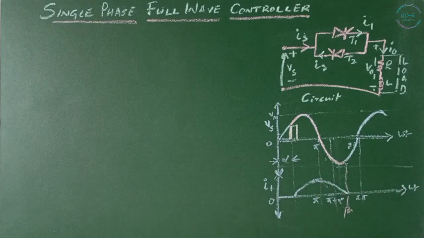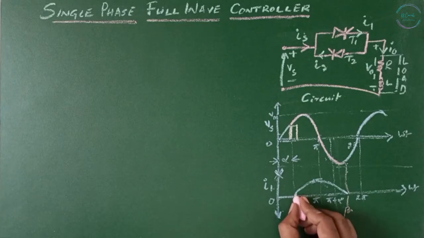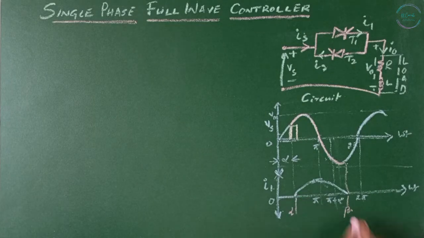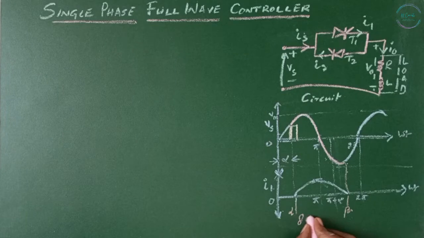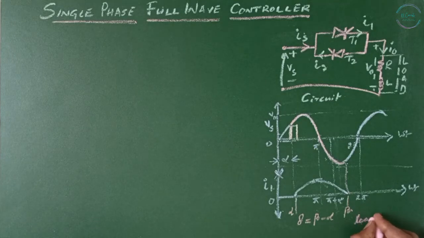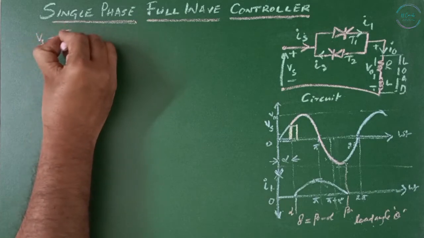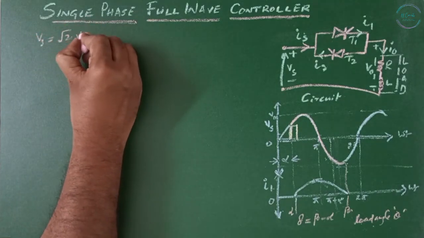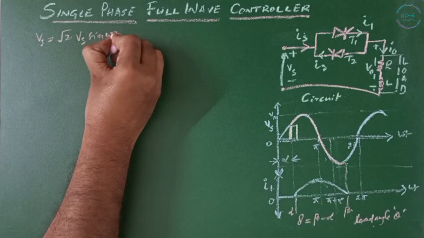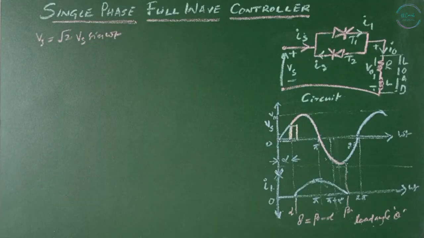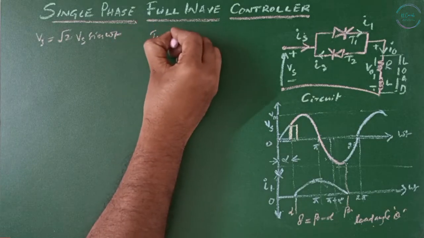Now, the conduction of thyristor T1 is in between alpha and beta. The conduction angle delta equals beta minus alpha. The conduction angle delta is going to depend on alpha as well as the load angle theta. If vs equals root 2 times Vs sine omega t is the instantaneous input voltage and the delay angle of thyristor T1 is alpha.